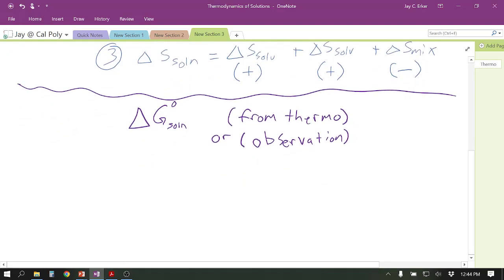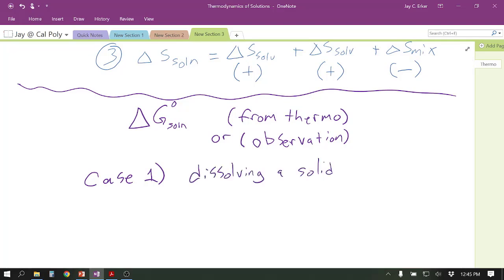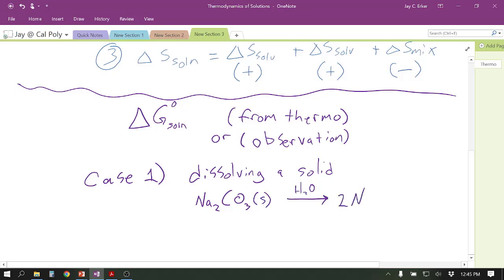Let's look at a specific case. So the most common case, the one that we started with at the beginning, was dissolving a solid in water. I'm going to go ahead and pick sodium carbonate. And when I put this into water, it's going to break into two Na pluses and a CO3 minus.